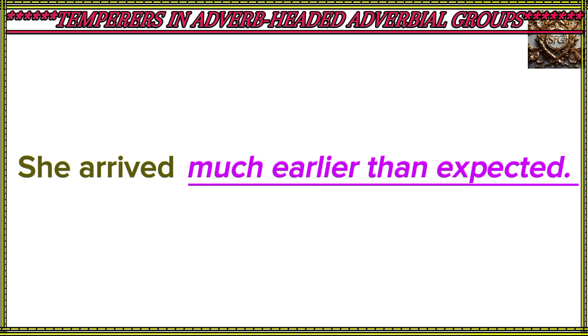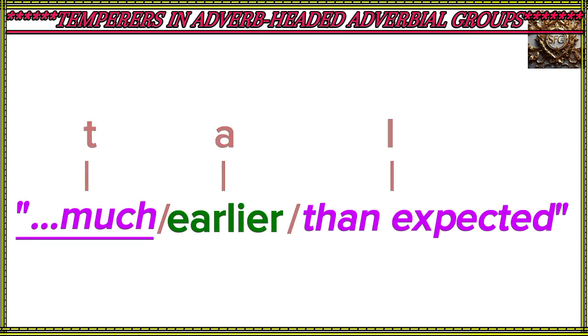She arrived much earlier than expected. Much earlier than expected in this sentence is an adverb-headed adverbial group. Much is a pre-comparative element functioning as the temporar to the apex, earlier, while than is a post-comparative element heading the limiter to the apex.